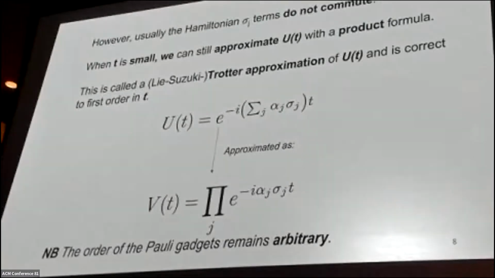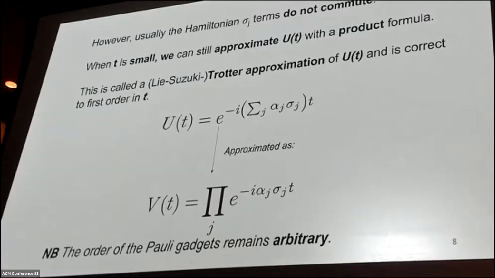But the more interesting case is when the terms in the Hamiltonian do not commute. And there we can no longer simply decompose our U of t evolution operator exactly into these Pauli gadgets. But a very nice thing happens when t is small. It turns out we can write an approximation, which is sometimes called the Trotter approximation, sometimes also called the Lee-Suzuki-Trotter approximation, where we take our exact evolution operator and we approximate it as the product of these Pauli gadgets.